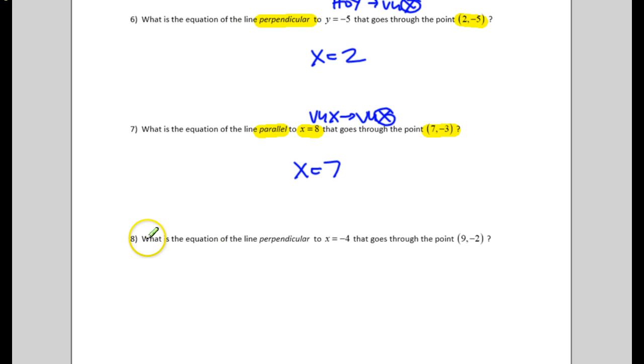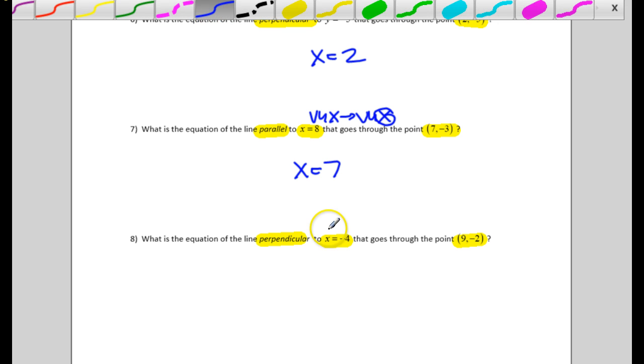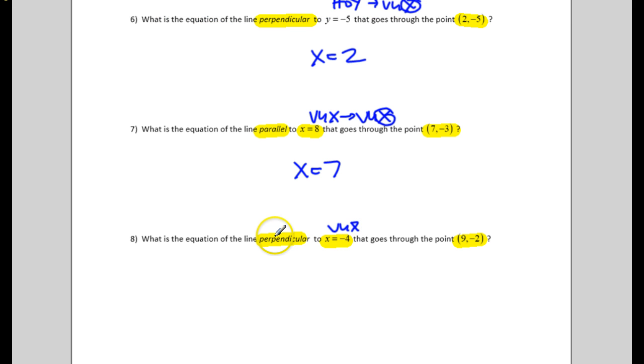And the last one, what is the equation of the line perpendicular to x equals -4 that goes to the point 9, -2? So this is a vux line. Perpendicular would go the other way. So instead of vertical, it would be horizontal or hoi. So instead of x equals, now it's going to turn to y equals. And what does y equal on the point? -2. And that's it.